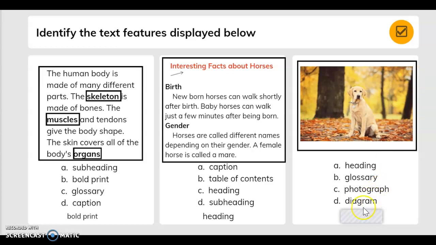All right. It's a picture of a dog. This is an example of a photograph. Okay, so I'm going to put the answers right here.